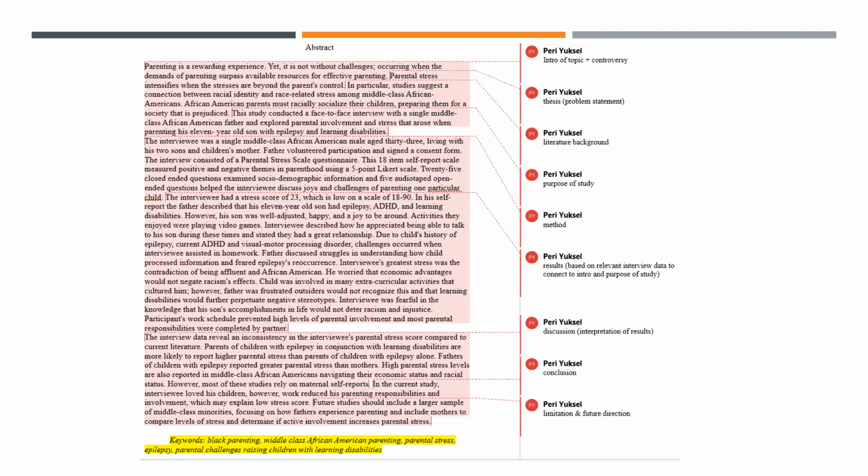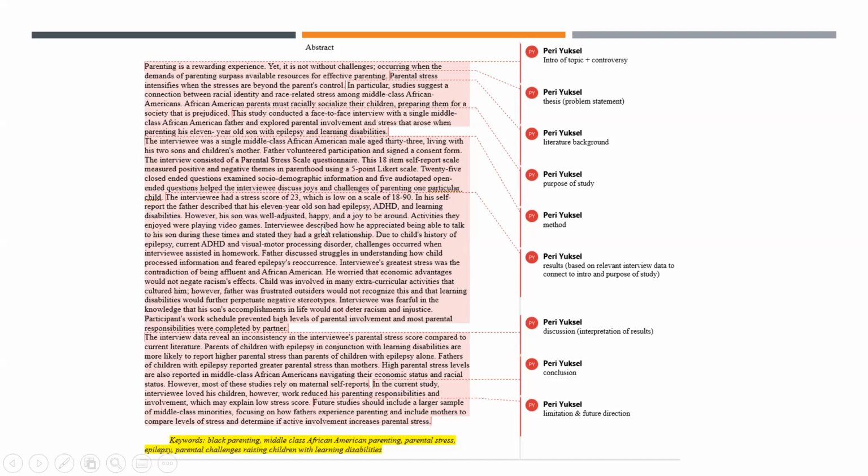You will see that the paper is flowing. The interviewee had a stress score of 23, which is low on a scale of 18 to 90. In this self-report, the father described that his 11-year-old son had epilepsy, ADHD. Now she's including specific aspects of the learning disabilities and father's perception of being a father. However, his son was well-adjusted, happy, and a joy to be around. Activities they enjoyed were playing video games.